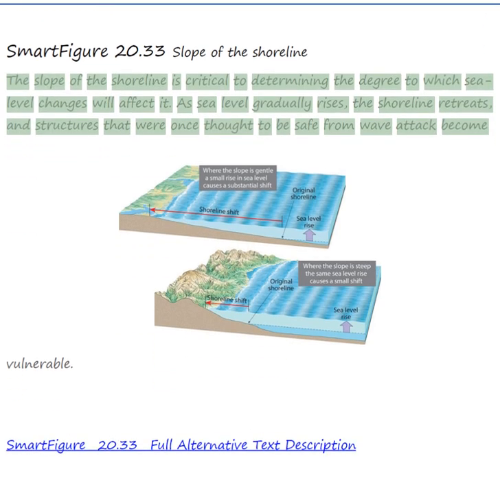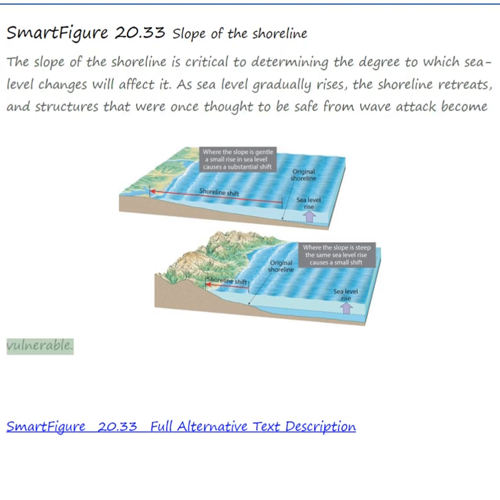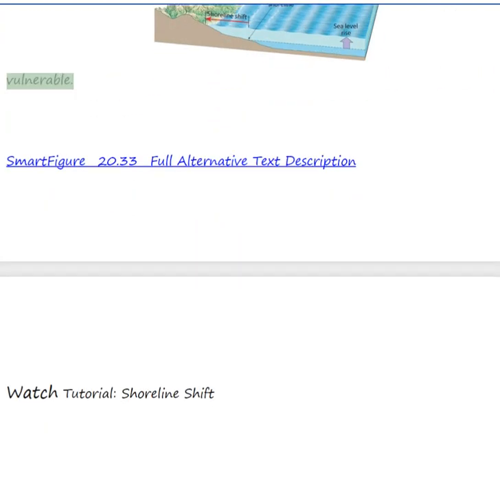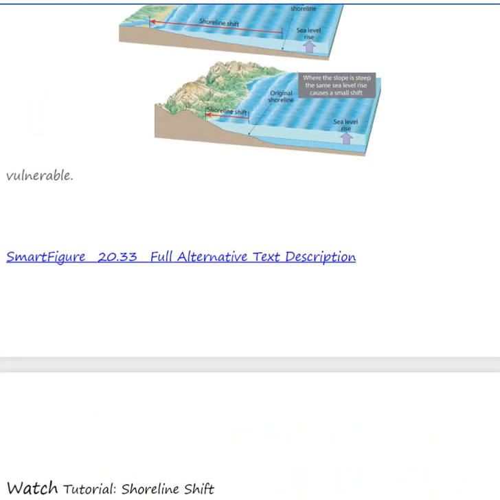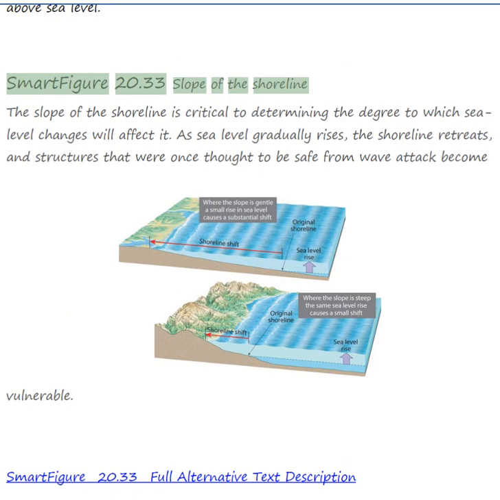The slope of the shoreline is critical to determining the degree to which sea level changes will affect it. As sea level gradually rises, the shoreline retreats, and structures that were once thought to be safe from wave attack become vulnerable. Figure 20.33, slope of the shoreline.